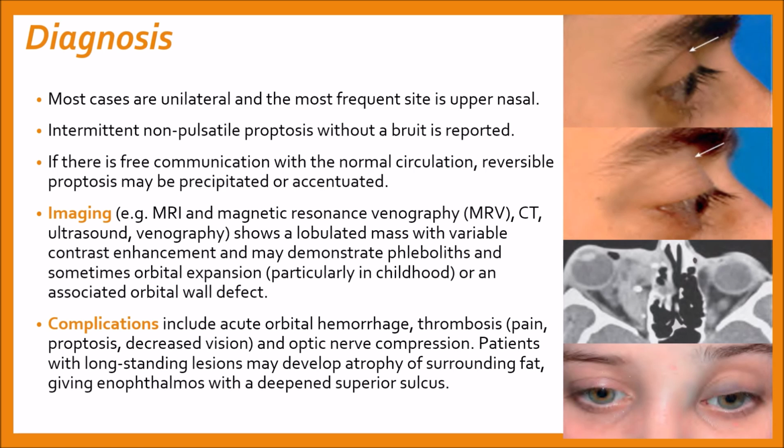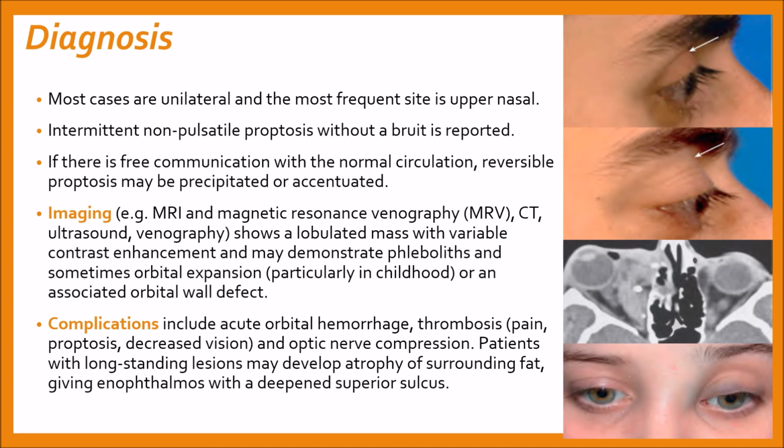Imaging, for example MRI and magnetic resonance venography, CT, ultrasound, venography, shows a lobulated mass with a variable contrast enhancement and may demonstrate phleboliths and sometimes orbital expansion, particularly in childhood, or an associated orbital wall defect.